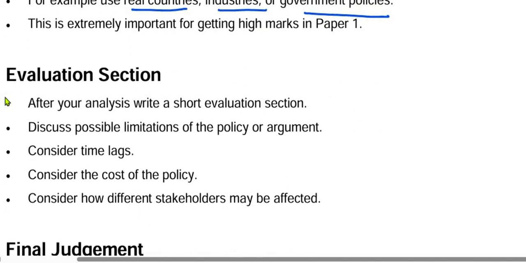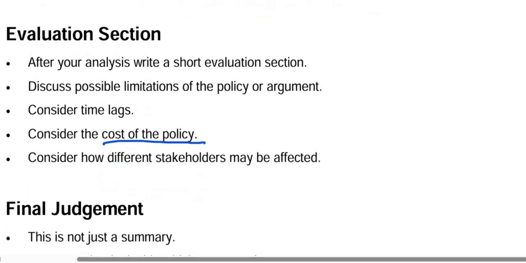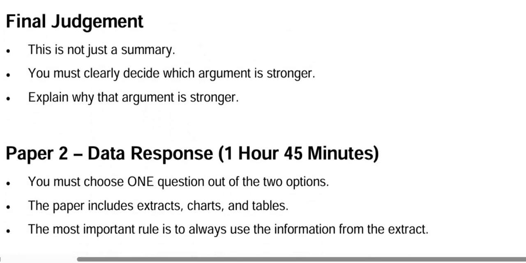And lastly, the evaluation section. So we have to evaluate our analysis and discuss the possible limitations and also the costs and policies, and we have to give a final judgment. Remember that judgment is not a summary. Judgment is a clear decision on which argument is stronger, and we explain why this argument is stronger. We have to also explain this in the final judgment.